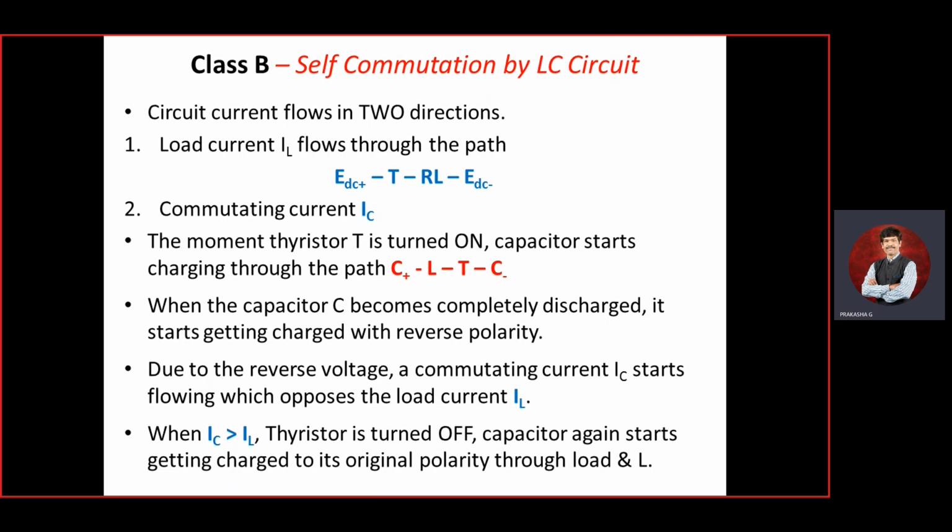When the capacitor C becomes completely charged, as the current flows, what happens now? Completely charged, then immediately it should get discharged. When the capacitor C becomes completely discharged, it starts getting charged with reverse polarity. Due to the reverse voltage, a commutation current IC starts flowing in, which opposes the load current IL.